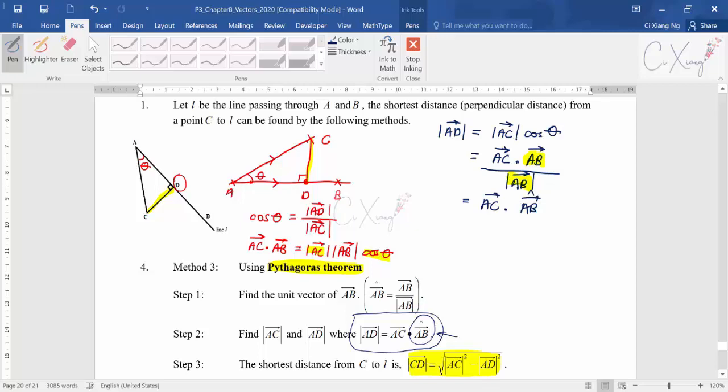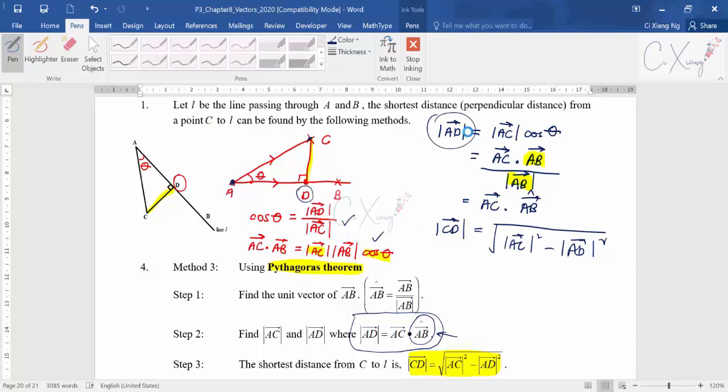Once you know the AD, you can straight away apply the formula to get CD. To get CD, the formula that you apply is AC modulus square minus AD modulus square. The AC you can straight away find out the vector in a very easy way, because you already have both coordinates. For AD, it's very troublesome because you don't have the coordinate of D. Therefore, you need the help from another formula so that you can combine them and find out the AD. So this is what we have for method number 3.